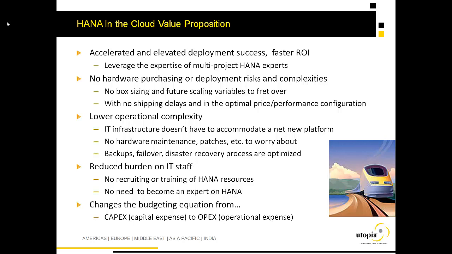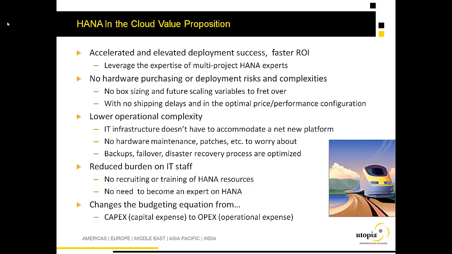Also, you certainly have a reduction in the burden on your IT staff. I mean, we all know how much work we're asking our undermanned IT departments to do now. A hosting service obviates the need for recruiting or training of additional HANA resources or trying to add yet another project onto an already crowded project schedule and prioritization schedule. So what this means is there's no need for either you or your organization to become technical experts on HANA.